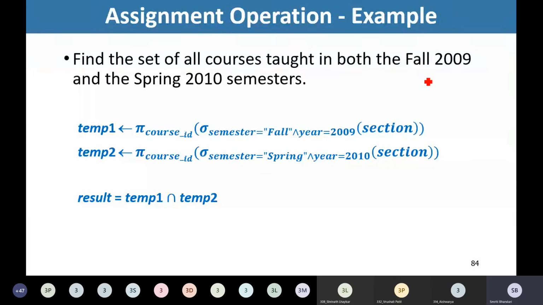Fine. So let's see one example here. Find the set of all courses taught in both the fall 2009 and the spring 2010 semesters. We have written this query earlier by making use of the intersection operation. The similar query we can write in a simplified way. This is the first part of the query, and that has been assigned to the temporary relation temp 1. This is another part of the query that is assigned to another temporary relation, say temp 2. Then we may compute the result as the intersection of temp 1 and temp 2. So this is another way of writing the same query using the assignment operator.